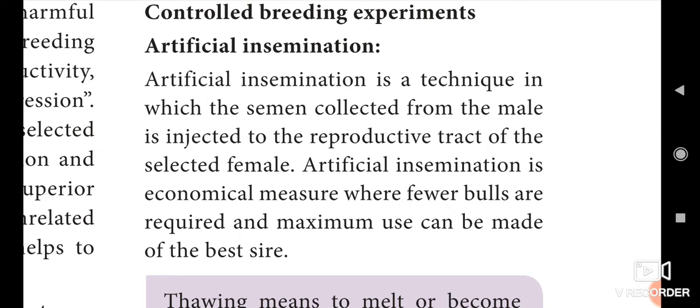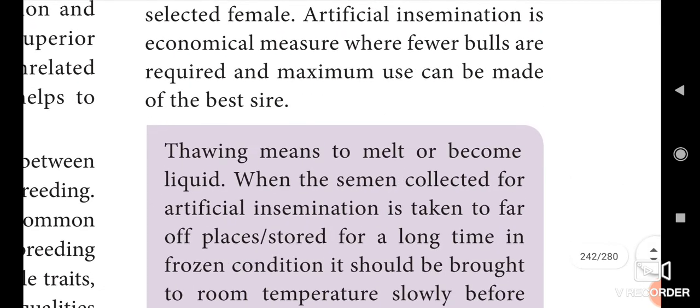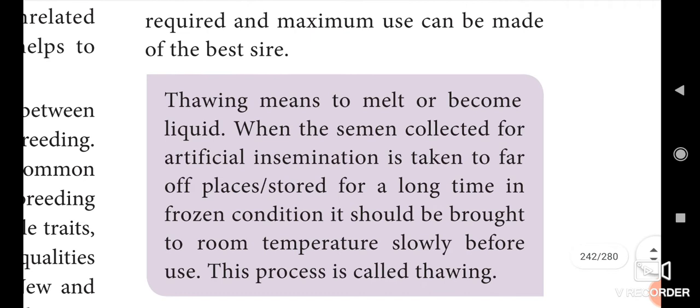Okay, then artificial insemination is an economical measure where fewer bulls are required and maximum use can be made of the best sire. Okay, so here thawing means to melt or become liquid. When the semen collected for artificial insemination is taken to far off places, stored for a long time in frozen condition, it should be brought to room temperature slowly before use. This process is called thawing.